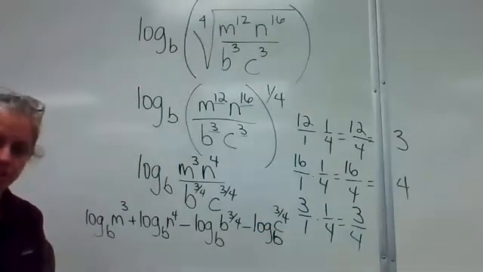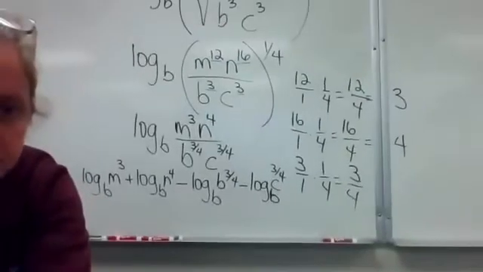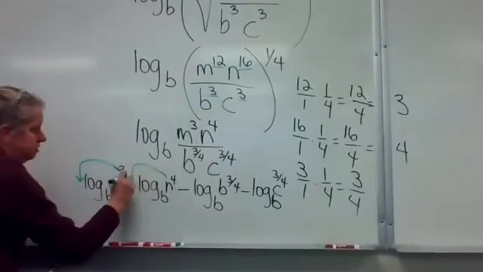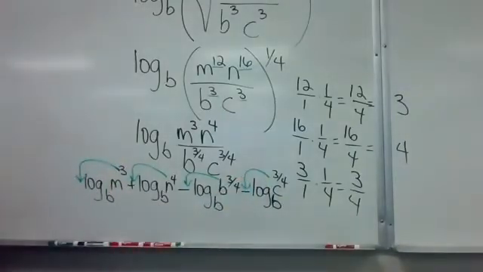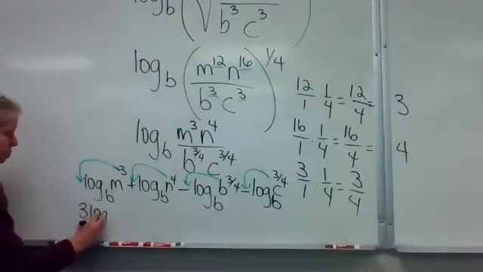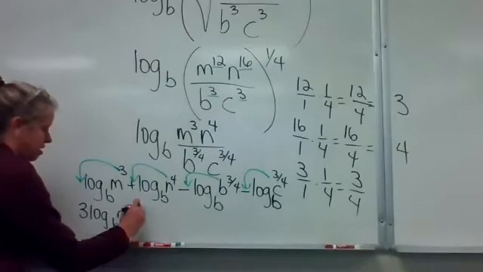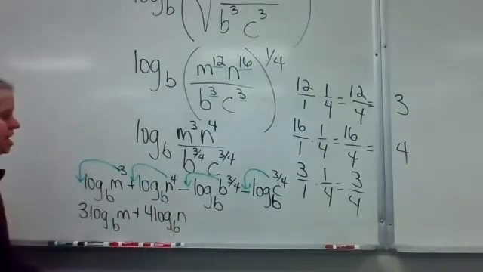Now, what do you do with all those exponents? You bring them all down. So let's see, this one comes in front. So 3 log base B of m plus 4 log base B of n.